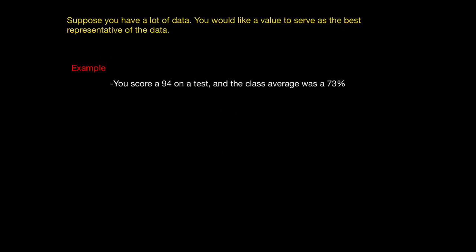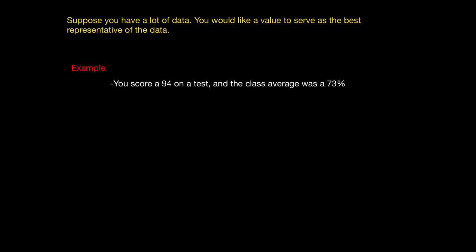So suppose you have a lot of data and you would like a value to serve as the best representative of that data. Those representatives are the measurements of central tendency, either the mean, the median, or the mode. There's a number that gives a general representation of your information.